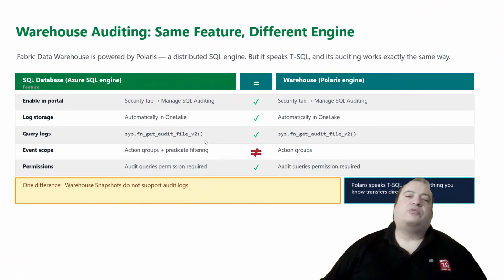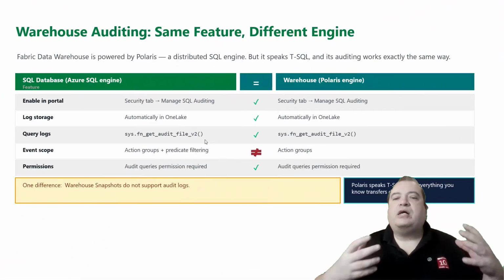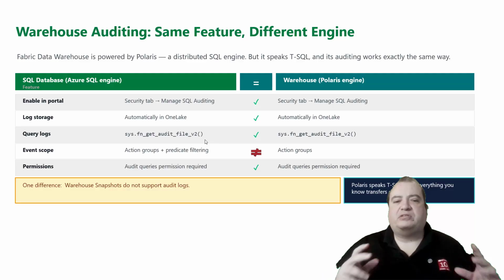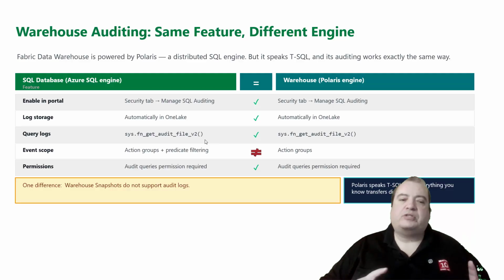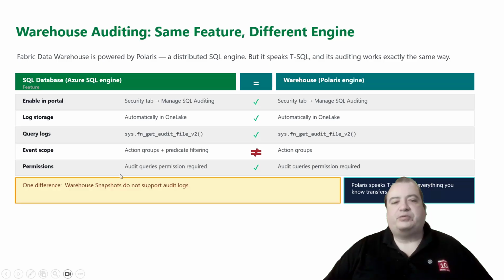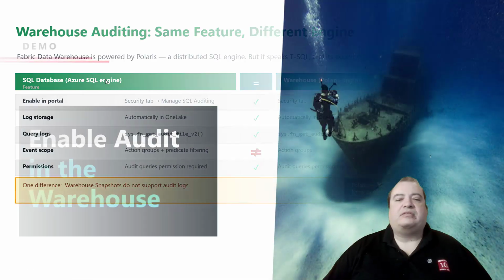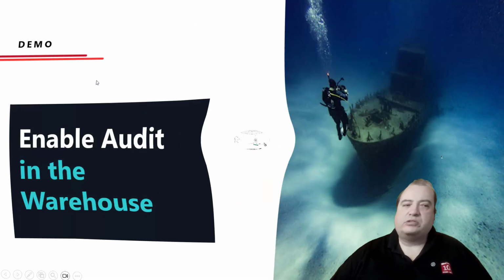Now let's talk about warehouse auditing. Warehouse auditing is very similar. One feature that warehouse auditing doesn't have is the predicate filter. Warehouse auditing doesn't have the predicate filter. For all the rest, it's very similar to the database auditing. Let's see how the warehouse auditing works.